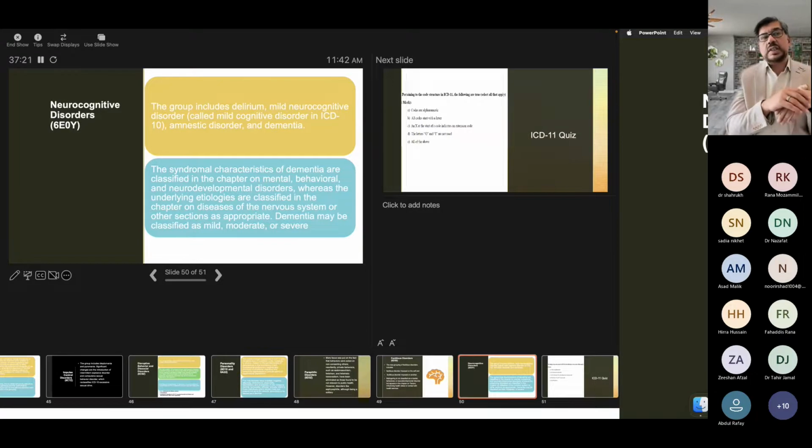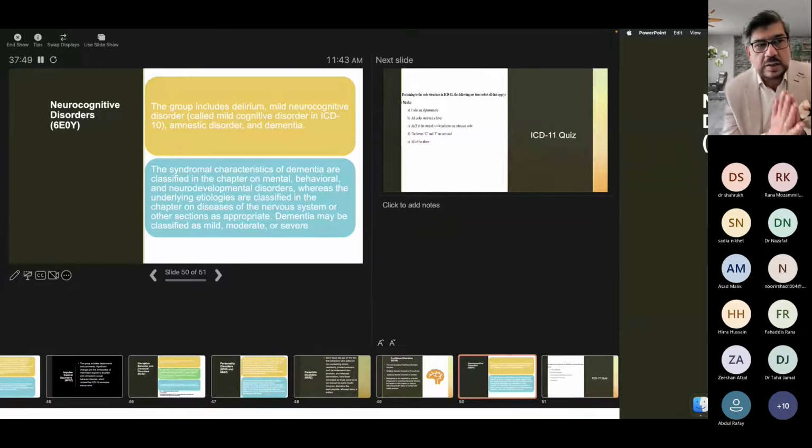Neurocognitive disorder, 6E0Y. The group includes delirium, mild neurocognitive disorders, amnestic disorders, and dementia. The syndromal characteristics of dementia are classified in the chapter on mental, behavioral and neurodevelopmental disorders, whereas the underlying etiologies are classified in the chapter on diseases of the nervous system or other sections as appropriate.